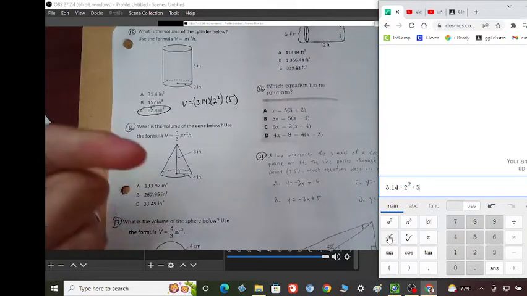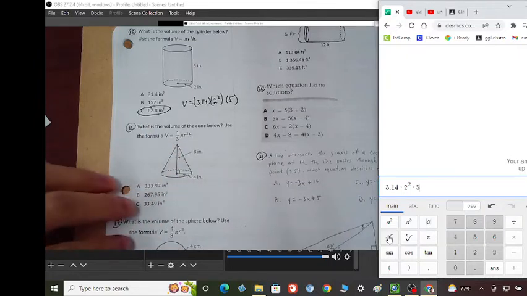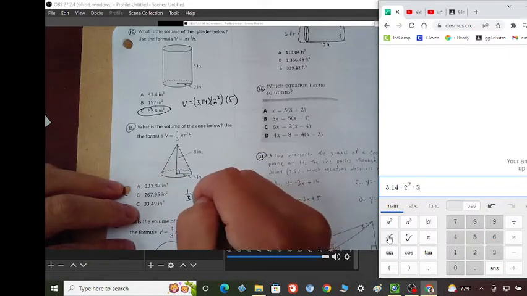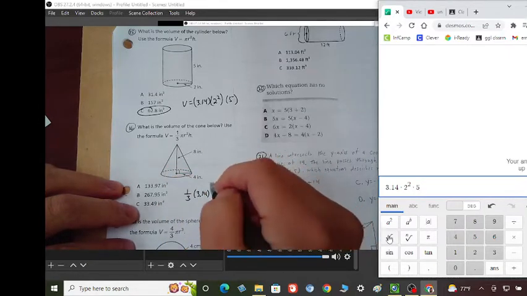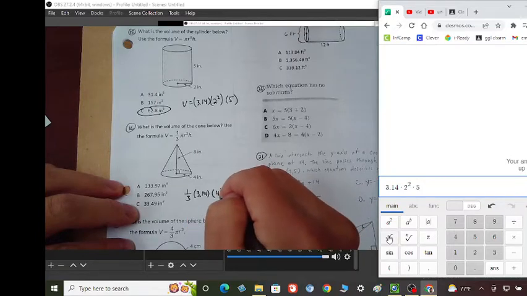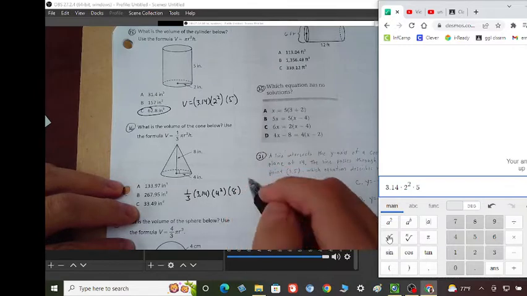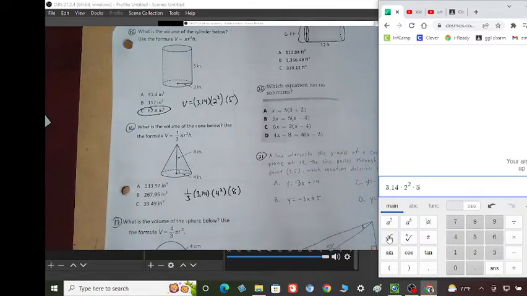All right, number 6, the volume of the cone. Well, that's what we're looking for. That's the formula. So I'm going to type in 1/3 times pi, pi is 3.14, times r squared again. So I'm going to do 4 squared times the height, and the height is 8. That's what I'm going to plug into the calculator. So let me go ahead and clear.